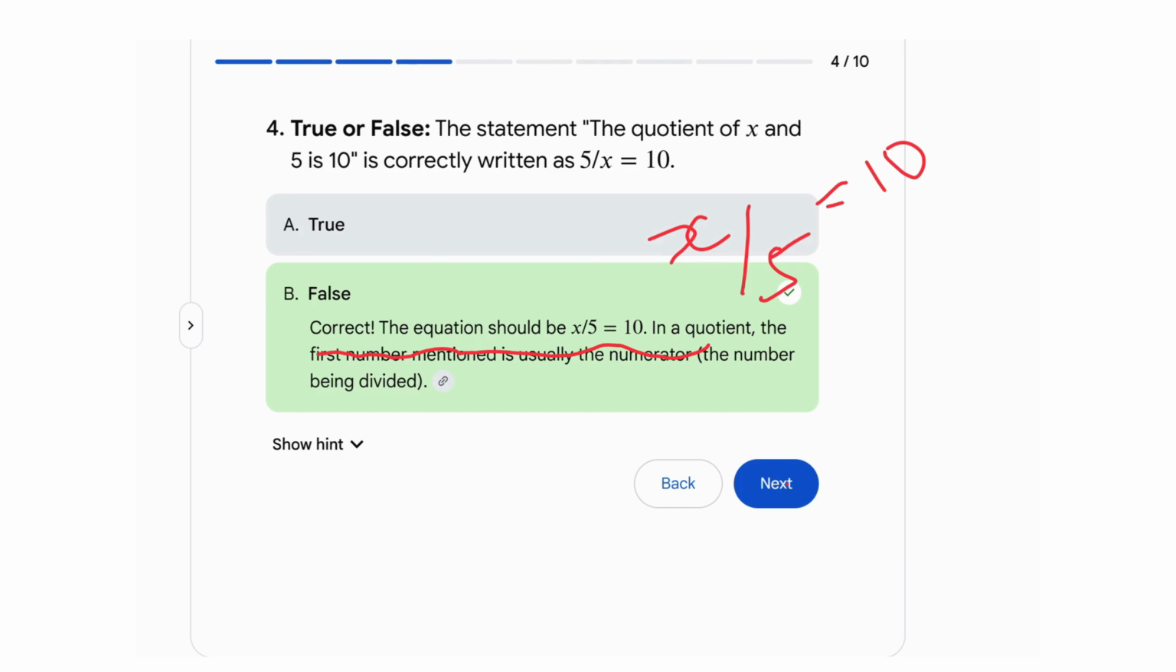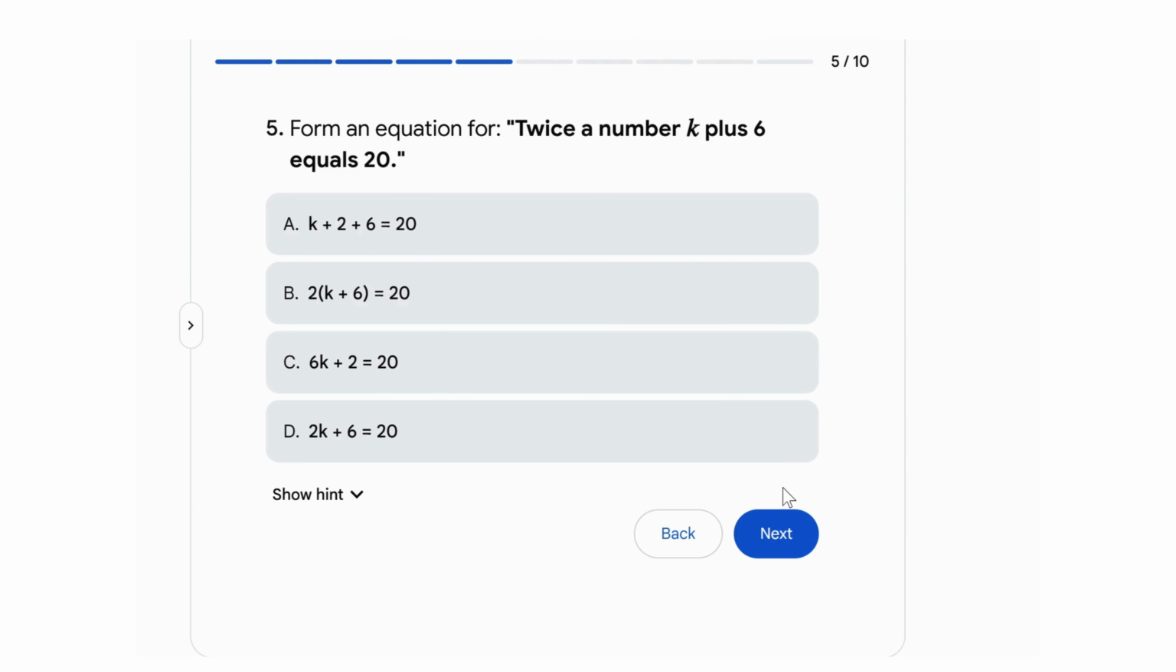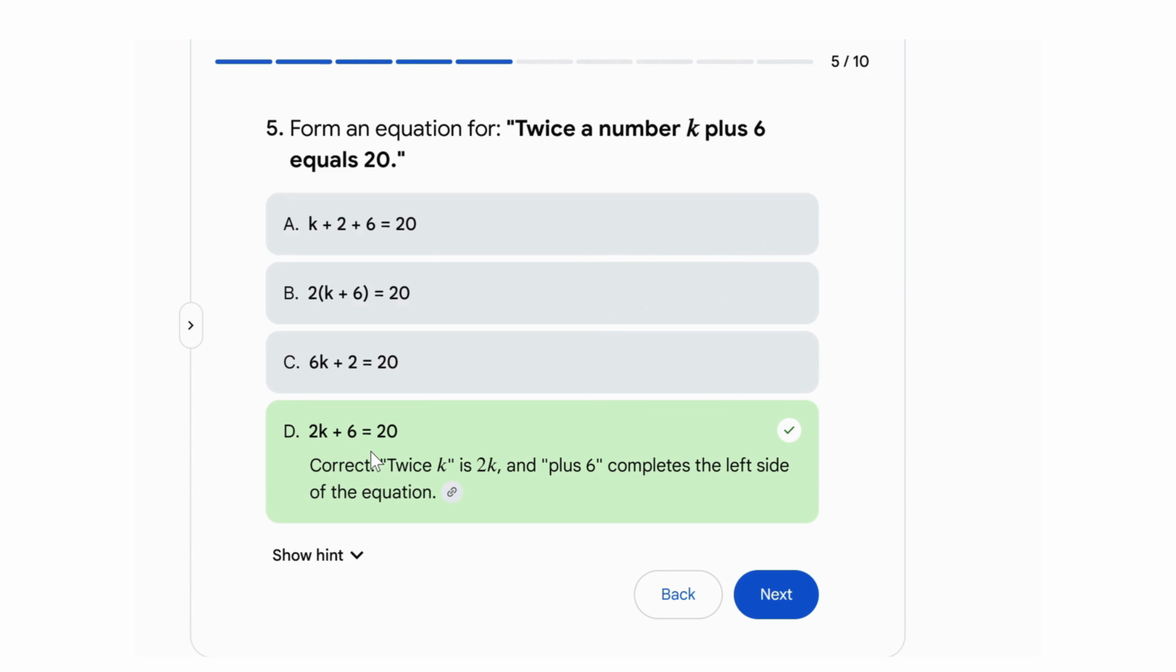So let's get to the fifth one. Form an equation for twice a number k plus 6 equals 20. Twice a number k, that is double k, and then you add 6, and then the result is 20. So 2k plus 6 equals 20, that's D. Just D, correct. Twice k is 2k, plus 6 completes the equation.